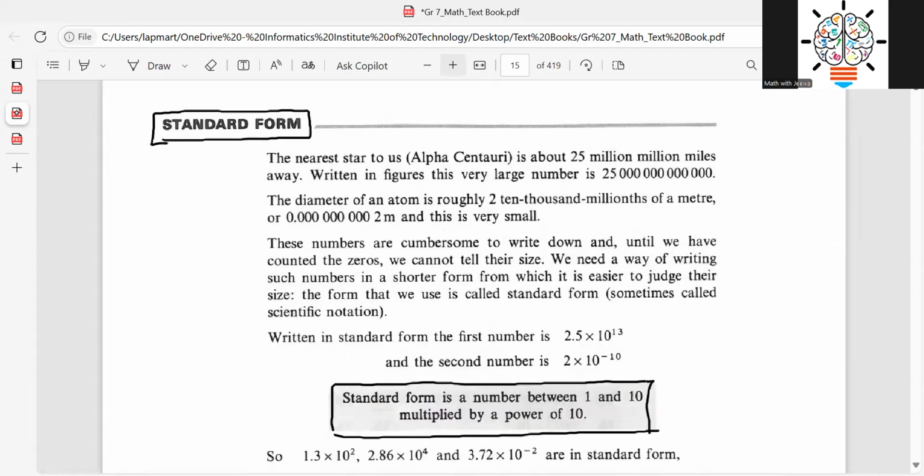First of all, take your theory books. When I ask you to take your theory books, by now you know what you're supposed to do. You take the theory book, put the date, and write down the subtopic in black color. Here, standard form is the subtopic. Please write in black color and listen to me.